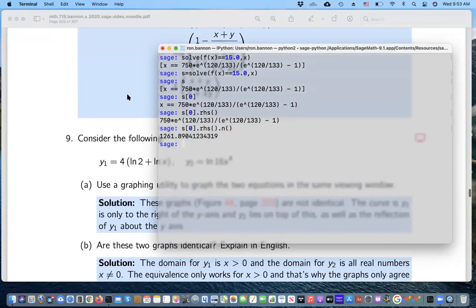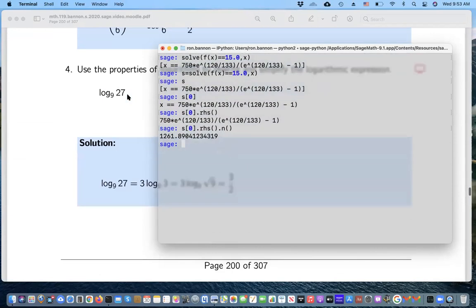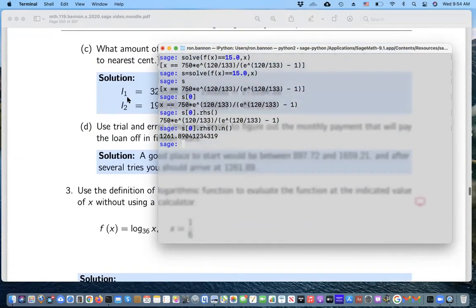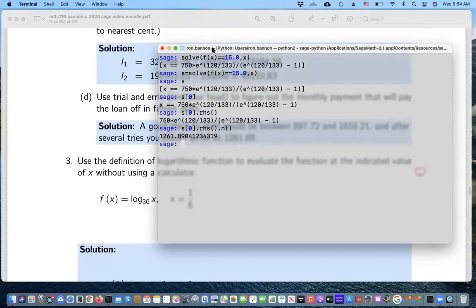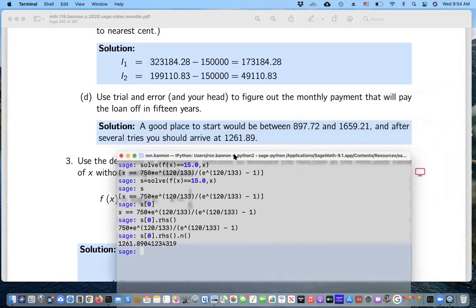I want to point out where that is. And it said use trial and error to do that. I'm not using trial and error, by the way. I'm actually using a computer to help me with it. And what is it going to be? 1261.89. Numbers right over here. Okay, that's what you have to pay per month for 15 years to pay off the $150,000 loan. By the way, that interest rate is pretty high. Okay, thank you.